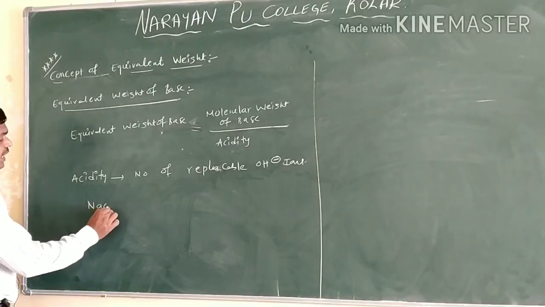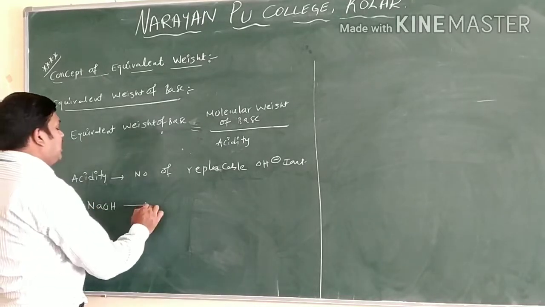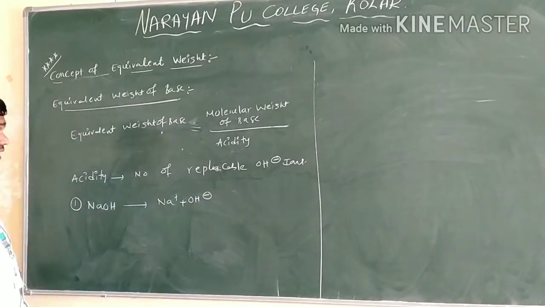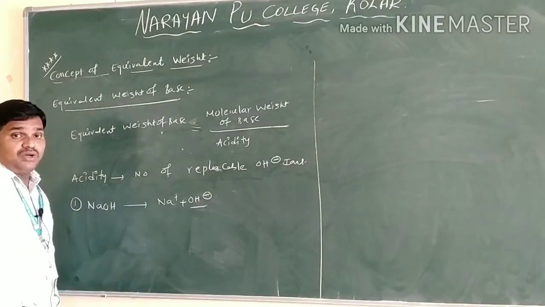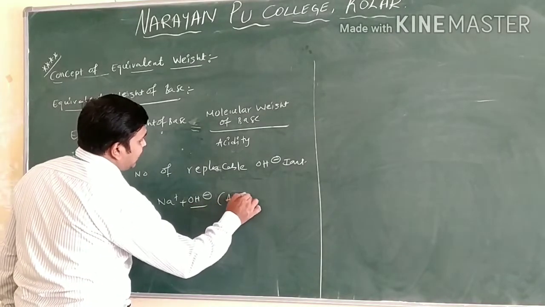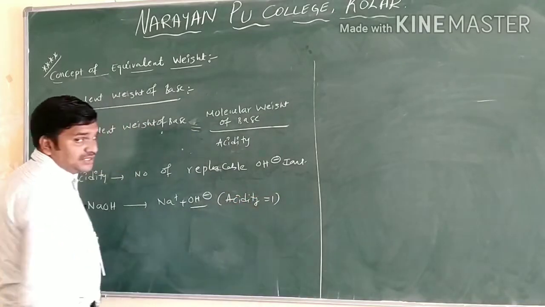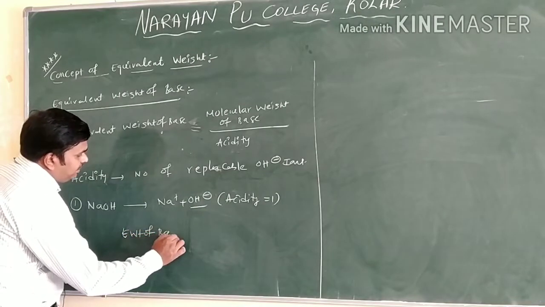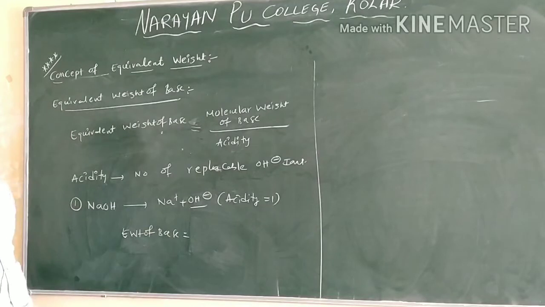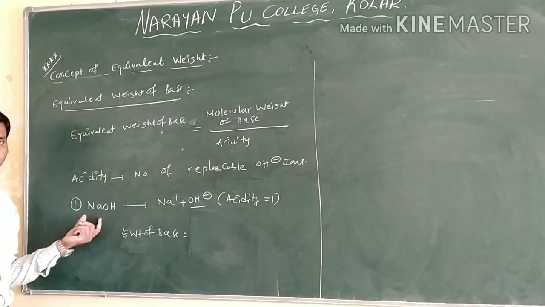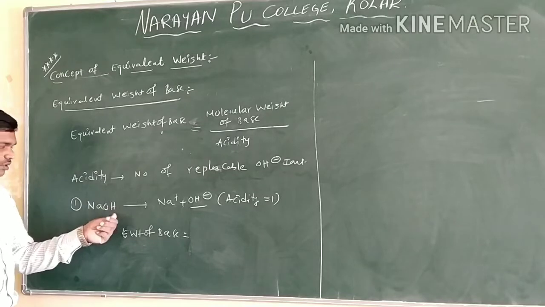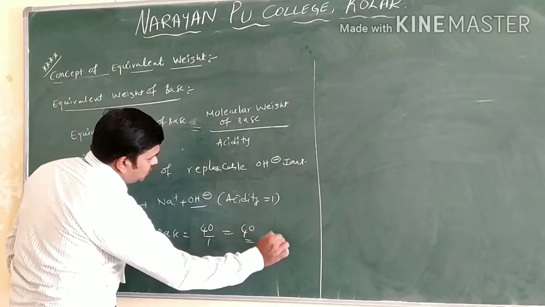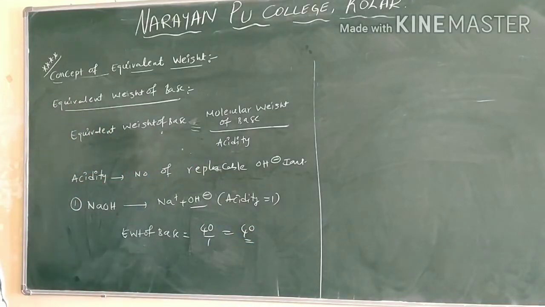Let us take one example. We have NaOH. NaOH dissociates into Na plus and OH minus. So it gives how many OH minus ions? 1 OH minus. You will write acidity is equal to 1. Now equivalent weight of base. What is the formula? Molecular weight of the base. NaOH: 23 plus 16 plus 1, that is 40. 40 by 1, you will get 40. Okay, so this is one example we can take.